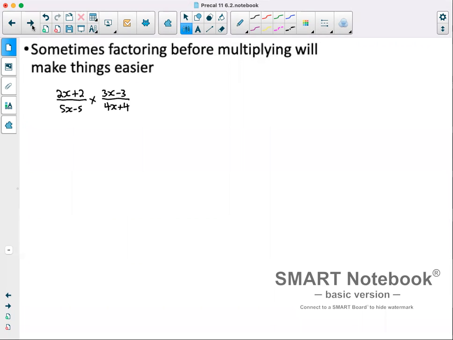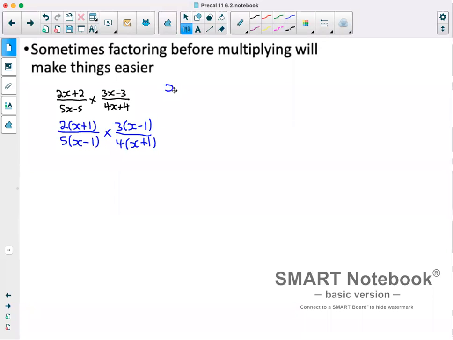Okay, sometimes factoring before multiplying will make things easier. So this one, I have 2x plus 2 over 5x minus 5 times 3x minus 3 over 4x plus 4. So in all of these, I can factor something out. So 2x plus 2, I can factor 2 out. For 5x minus 5, I can factor a 5 out. The 3x minus 3, I can factor 3 out, giving me x minus 1. And this one I can factor a 4 out, giving me x plus 1.